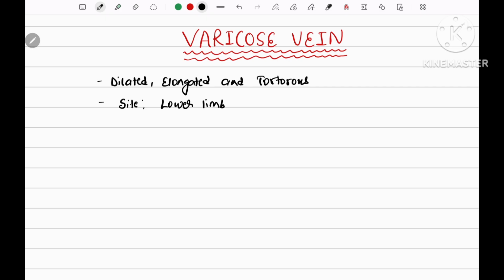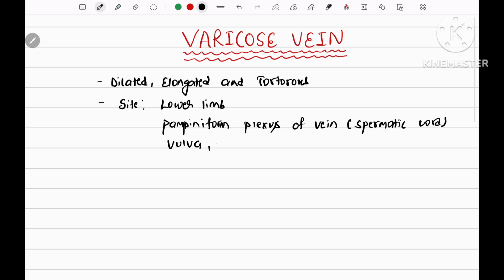Is it only in the lower limb that there is formation of varicose vein? No, there are other sites also, like the pampiniform plexus of veins, which is found in the spermatic cord. It can also be present in the vulva and perineum. So these are the sites where varicose vein can be formed.